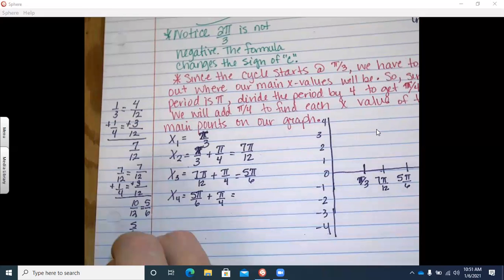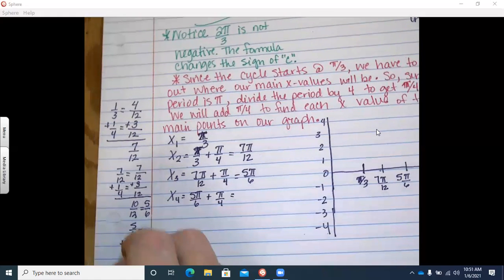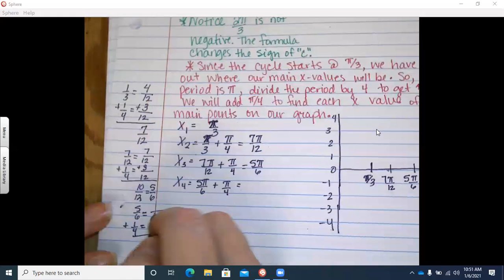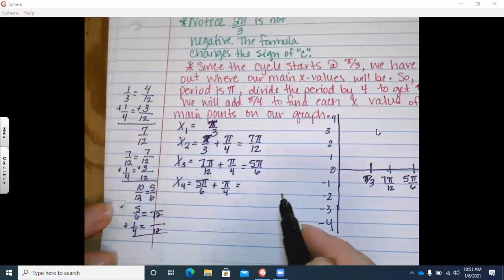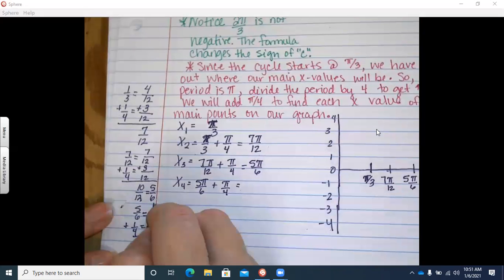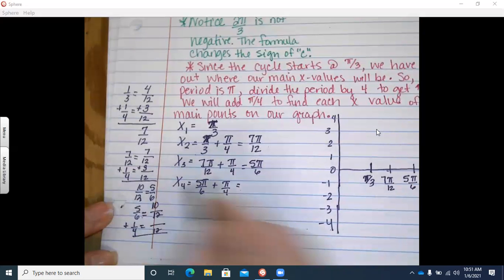Okay. So what's my least common denominator? 12. So 5/6 will equal what? 10/12. 6 times 2 is 12. 5 times 2 is 10. 1/4 will equal what? 3 twelfths. 3 twelfths reduces to 1/4.